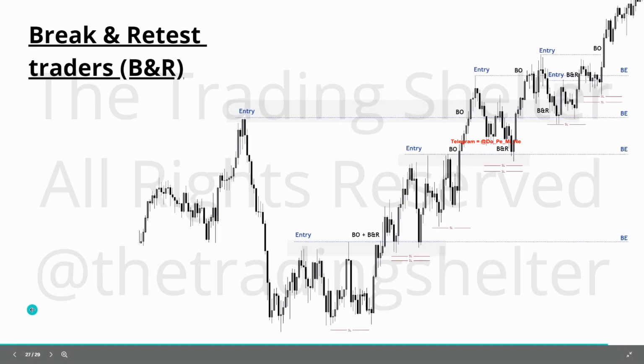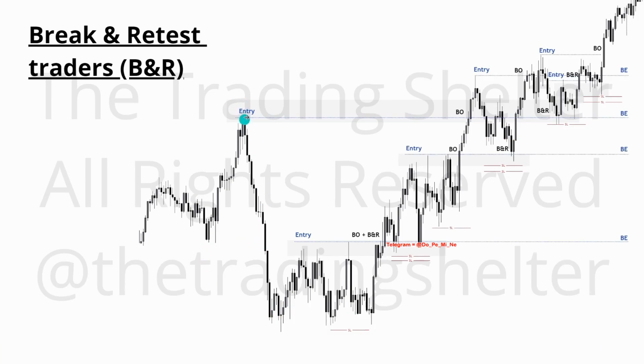Let's go back and check on the charts so you can see exactly. This is exactly the same thing, all right? So if people would enter here, putting stop loss here, price would liquidate the stop loss. The market always needs to liquidate the liquidity equally.